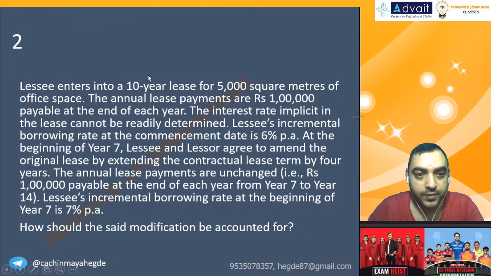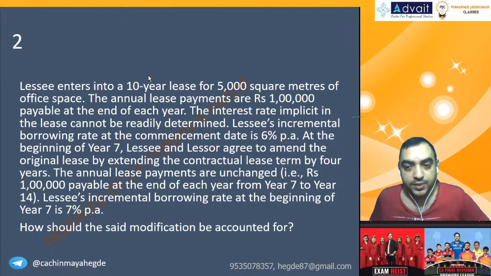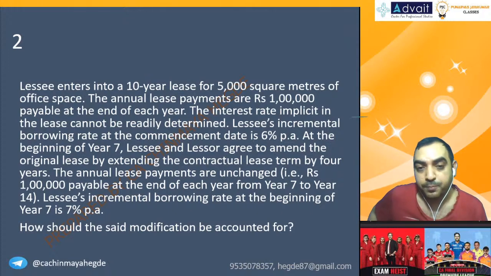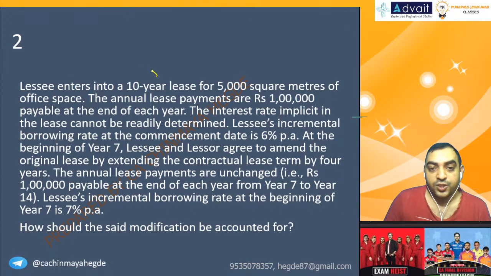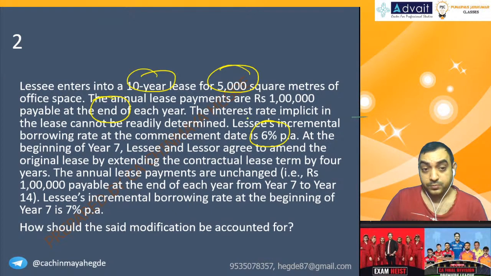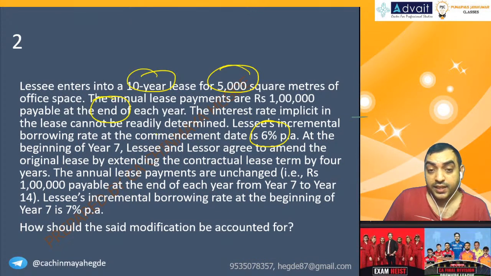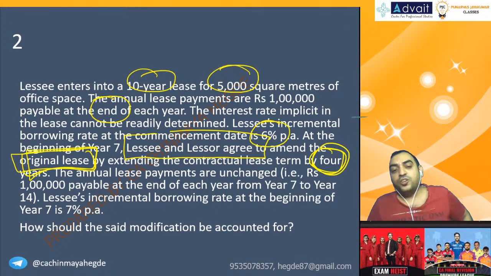Lease modification, okay. Let us go to a problem quickly, my dear friends. Solution, again, don't write it down, I'll explain. Please read. Lessee enters into a 10-year lease of 5,000 square meters. Annual lease payments are 1 lakh payable at the end of each year. Interest rate implicit cannot be determined. Lessee's incremental borrowing rate is 6%. At the beginning of year 7, lessor and lessee agreed to amend the original lease by extending the contract lease term by 4 years. Before you read further, can you tell me, my dear friends, is it lease modification or lease remeasurement?